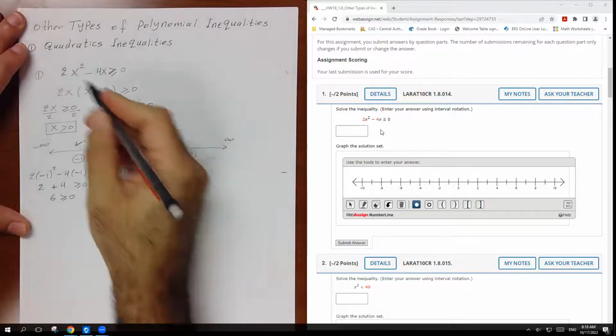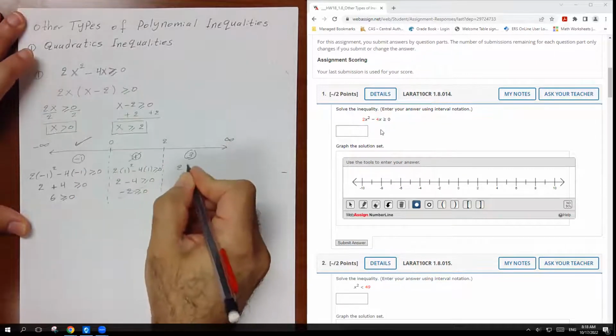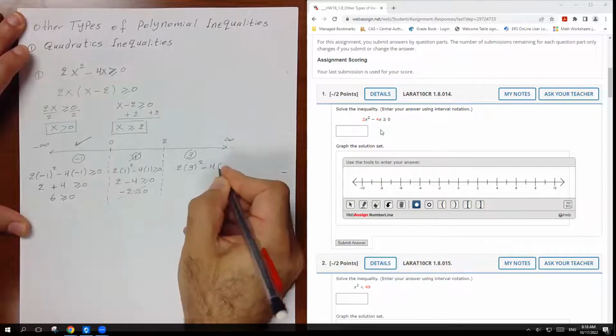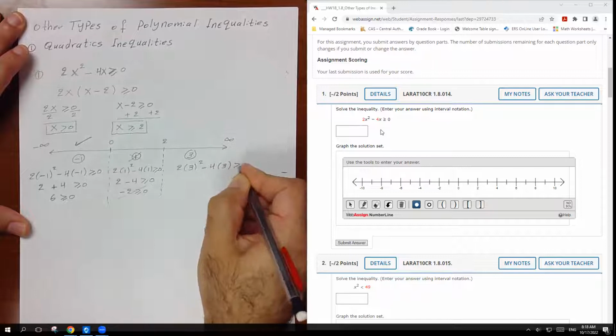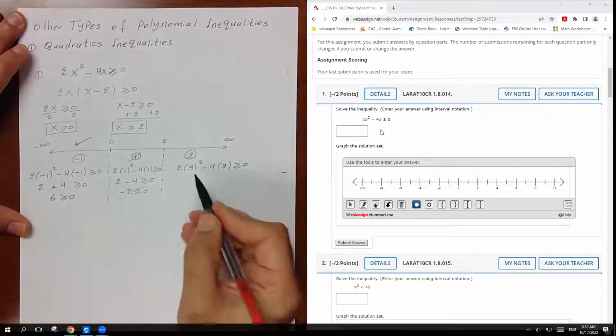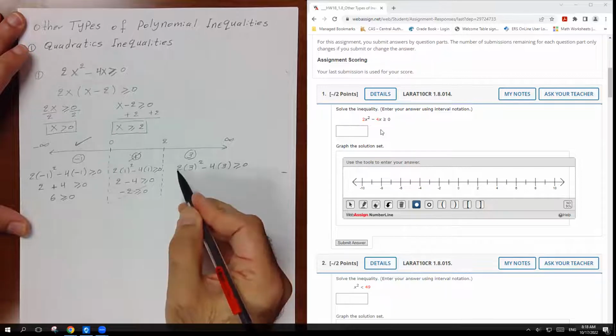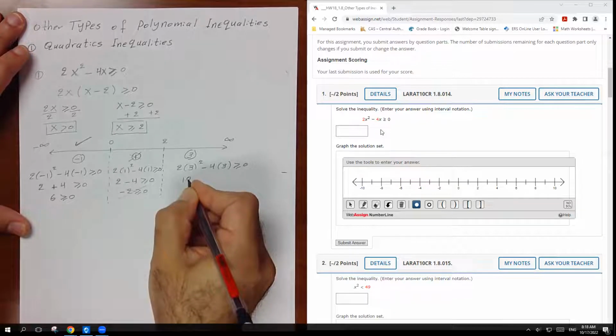Plug in the 3 here. 2 times 3 squared minus 4 times 3. Is that greater than or equal to 0? 3 squared is going to be 9. 9 times 2 is going to be 18.